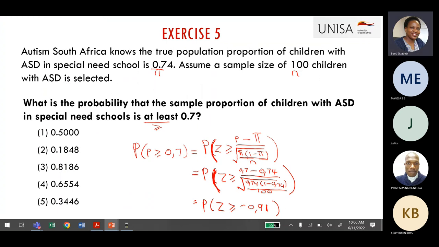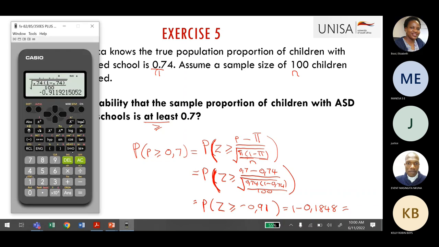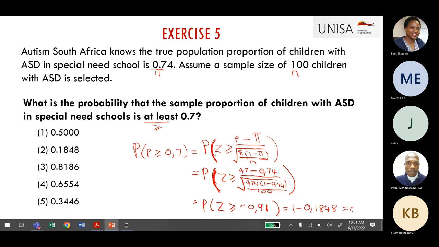But because this is the probability of a greater than, we're going to say 1 minus the value we find on the table, 0.1848, which will be equal to 1 minus 0.1848 equals 0.8152, which is not on the list.